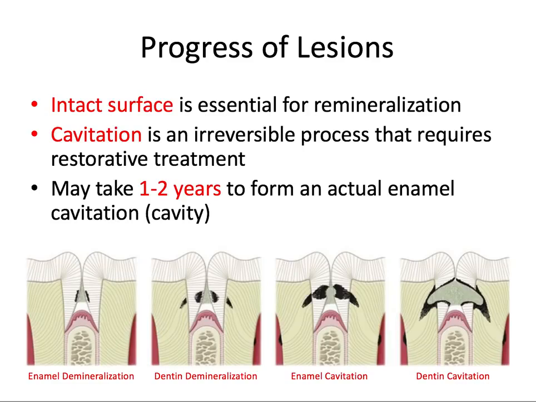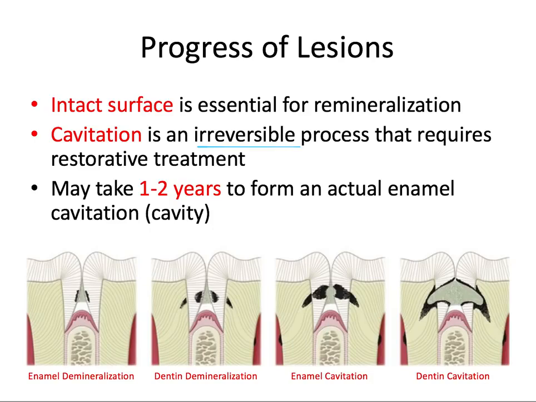So let's talk a little bit more about progressive lesions. We can have an intact surface, which is essential for that remineralization process. So we need that enamel to be intact for there to be remineralization, the equilibrium driving to the left. Cavitation, a nick or a hole, is an irreversible process that now requires restorative treatment. We cannot remineralize a cavitation back to a smooth, intact surface. Cavitation is irreversible.